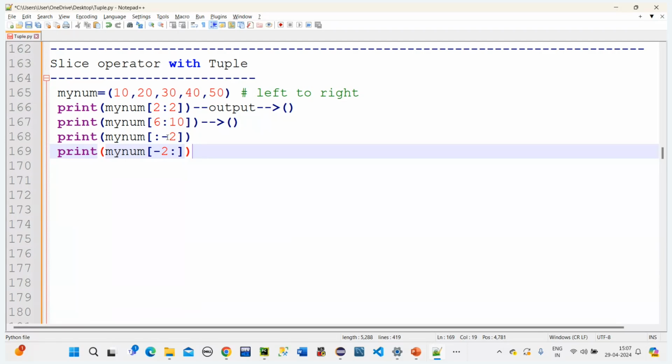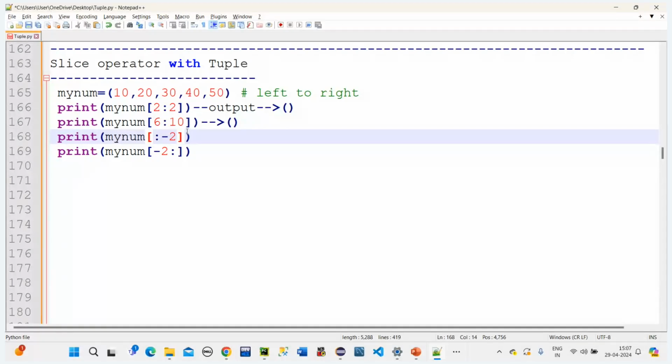See here, it is -2, right? If we are not giving anything here, by default it will take what? 0. So by default it is 0, it will take from 10, 20 up to where? -2. Here it is -1, 40 is -2. Yes, 40 is the last. But when it is minus, we are always taking one more minus. So exactly not 40, it should be 30.